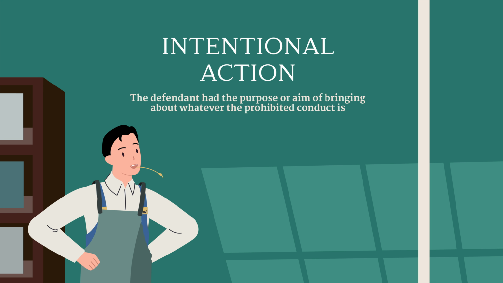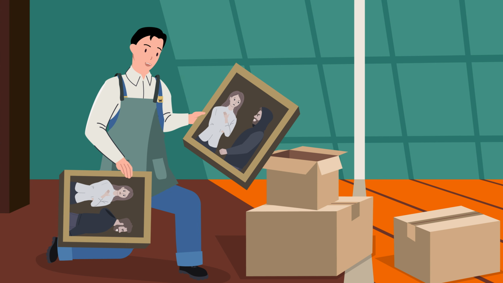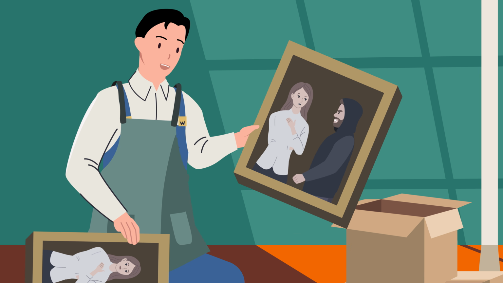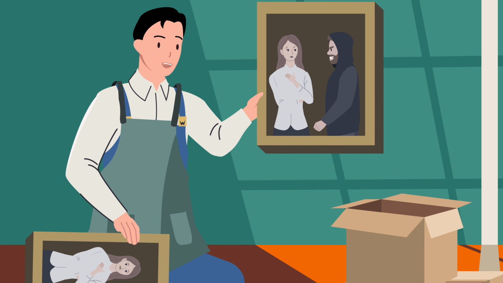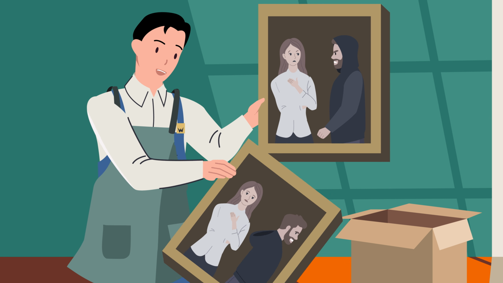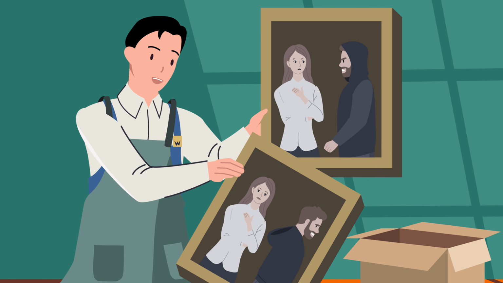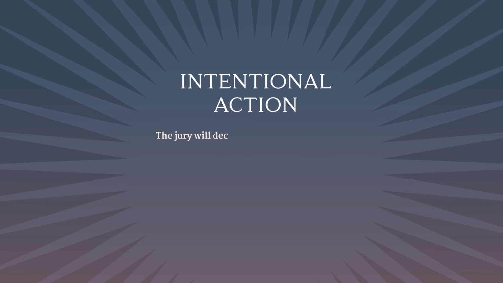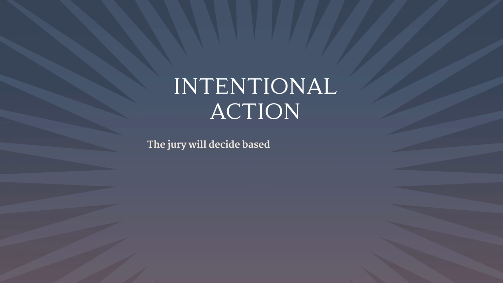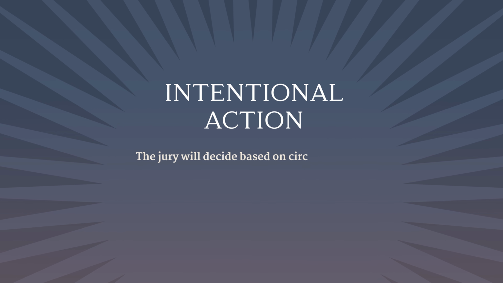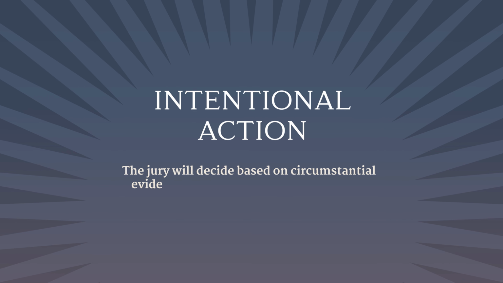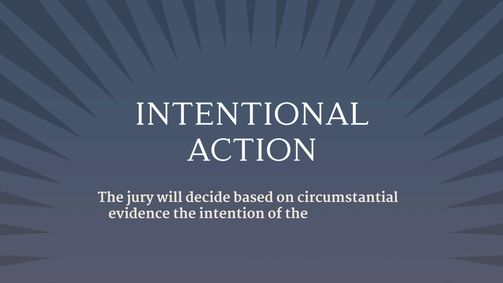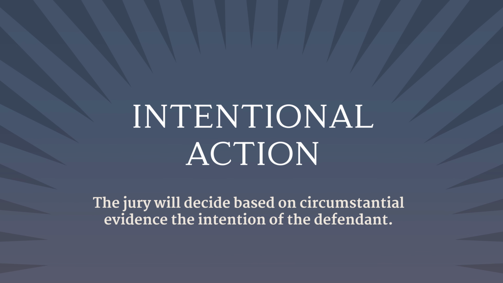prohibited conduct is. Now, of course, there will very rarely be objective evidence of that. And so what usually then has to happen is, if it ends up in a jury trial, for example, that the jury will surmise or decide, based on the circumstantial evidence, that the defendant did in fact commit the tort with the right intention.